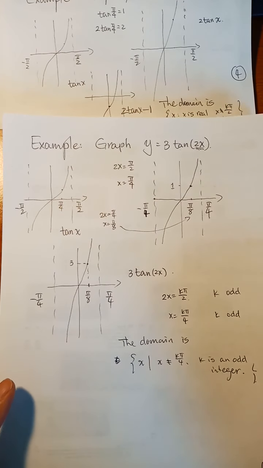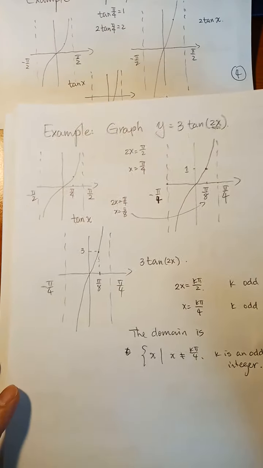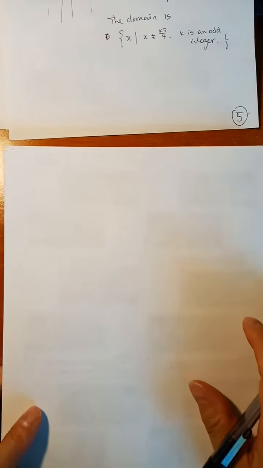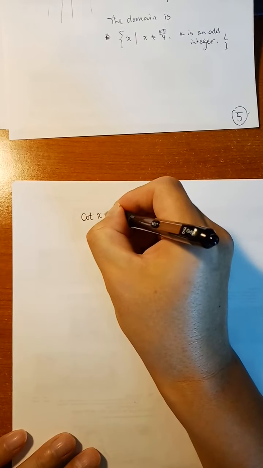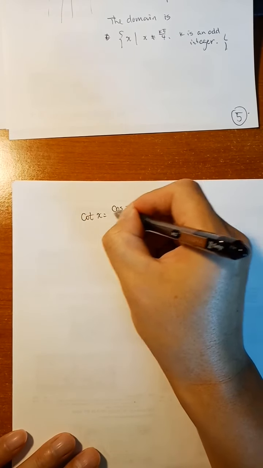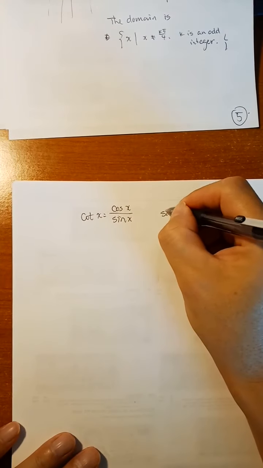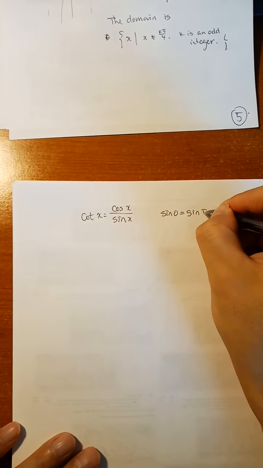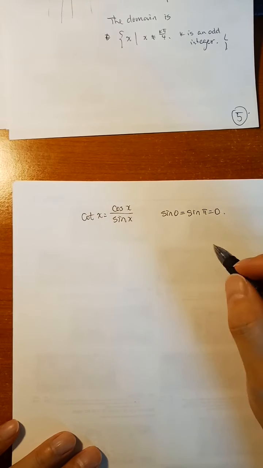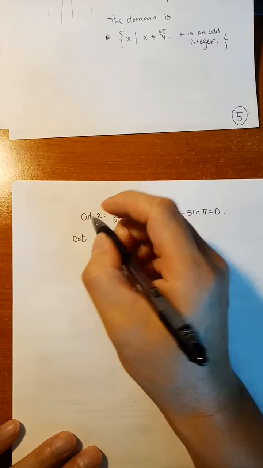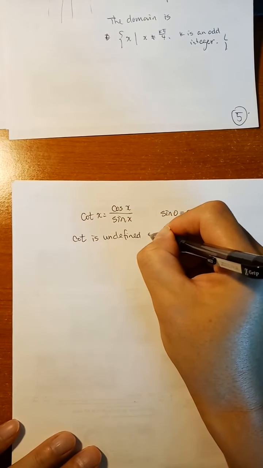And with this experience for the tangent function, we can get the graph of the cotangent function quickly. Okay, so what is the graph of the cotangent function? We first get the idea. Cotangent is cosine over sine, and sine 0 is 0, sine pi is 0. So first, this is what we know. And from here, we know that cotangent is undefined at 0 and pi.